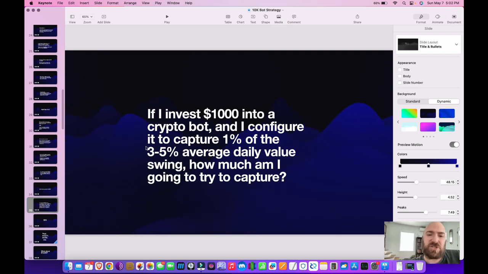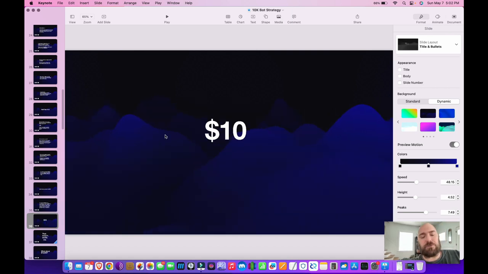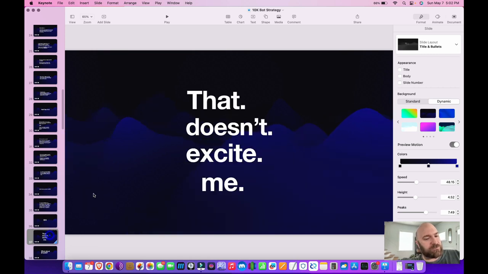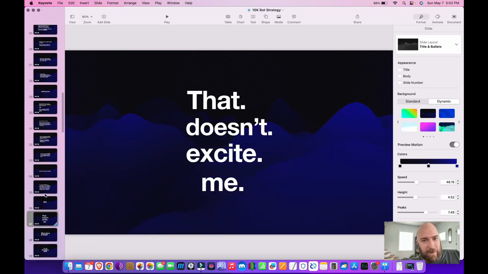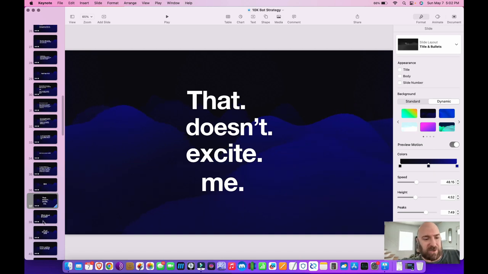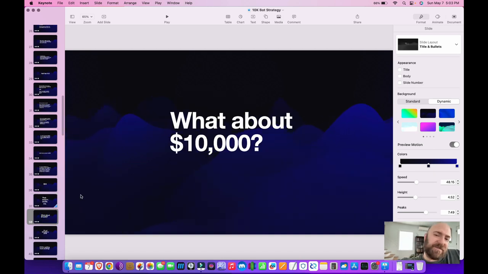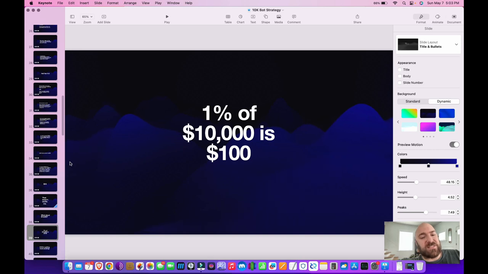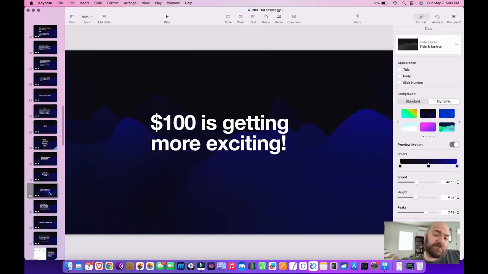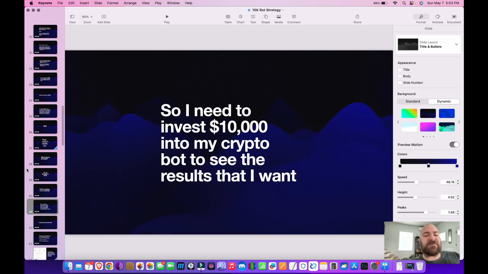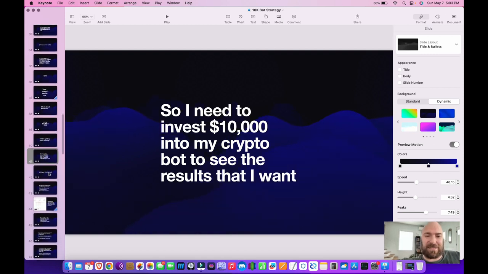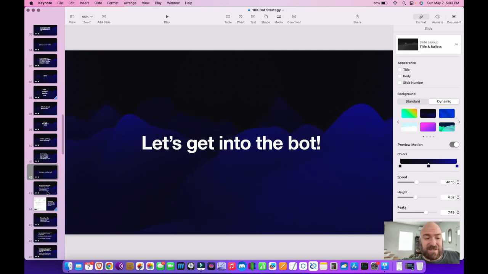If I invest $1,000 into a crypto bot and I configure it to capture about 1% of the daily value swing, how much am I going to try to capture? 1% of $1,000 is $10. That doesn't really excite me. If my bot's profitable, it's going to be capturing $10 each time. What about $10,000? 1% of $10,000 is $100. $100 is getting a little bit more exciting. So I need to invest about $10,000 into my crypto bot to see the daily results that are going to motivate me. Let's get to the bot.